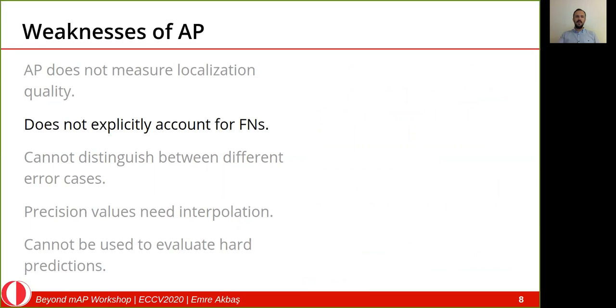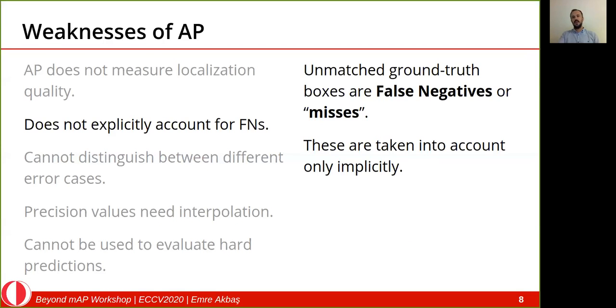Similarly, AP does not explicitly account for false negatives. As you know, unmatched ground truth boxes are false negatives or misses, and these are not taken into account. These are taken into account only implicitly.